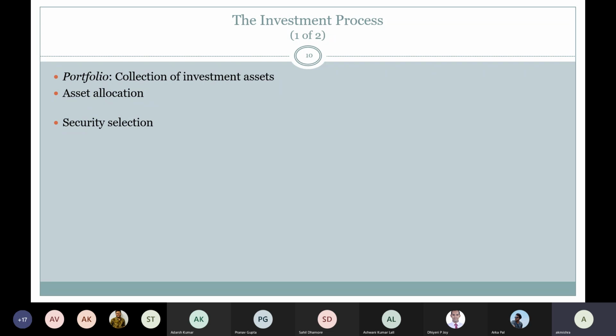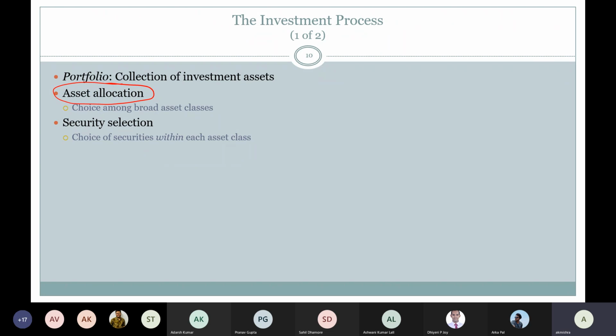Now this is what we are more interested in. We are more interested in the investment and portfolio part. So whenever we create a portfolio, generally these two processes are followed. First process, we call it asset allocation. So what do we mean by asset allocation? This is step one.